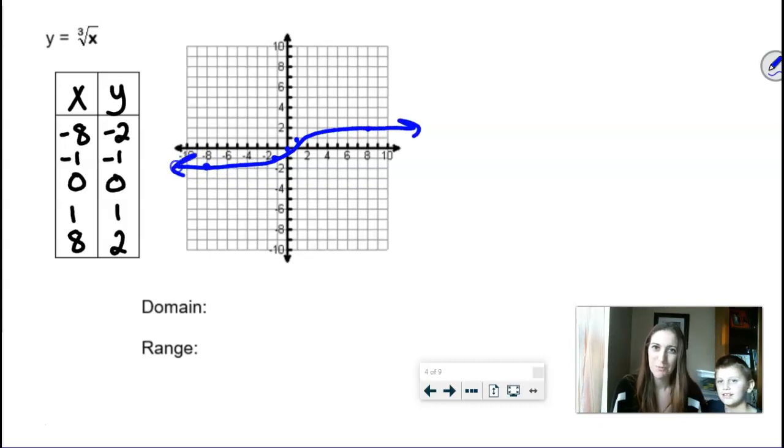Almost got it. So close. All right, so we do have that continuity. Now, this is really going to mess with you guys because you're going to remember domain and range again.